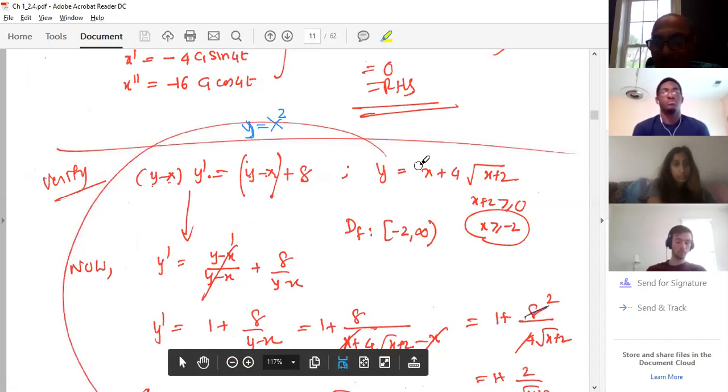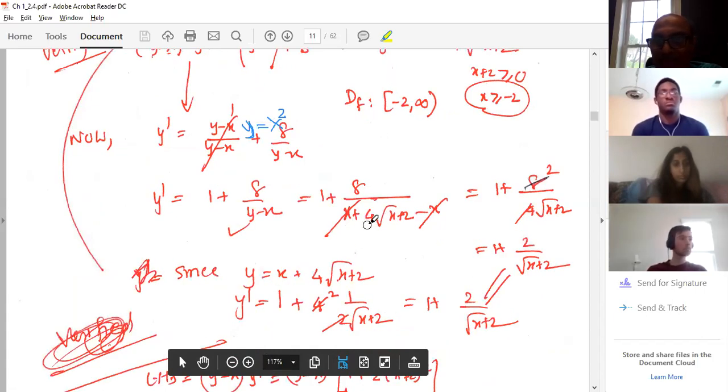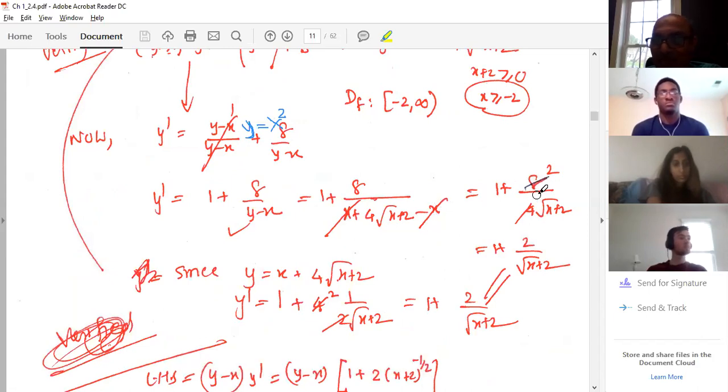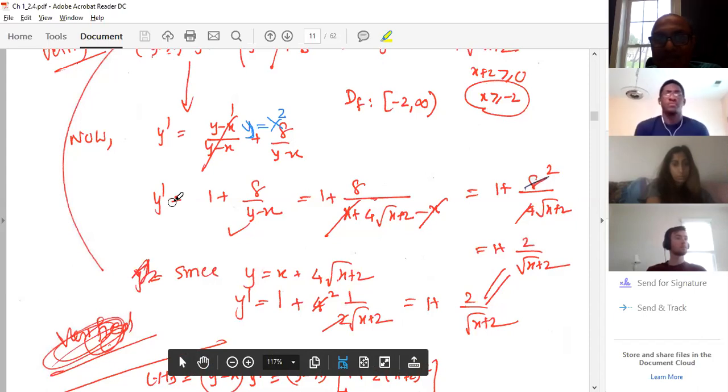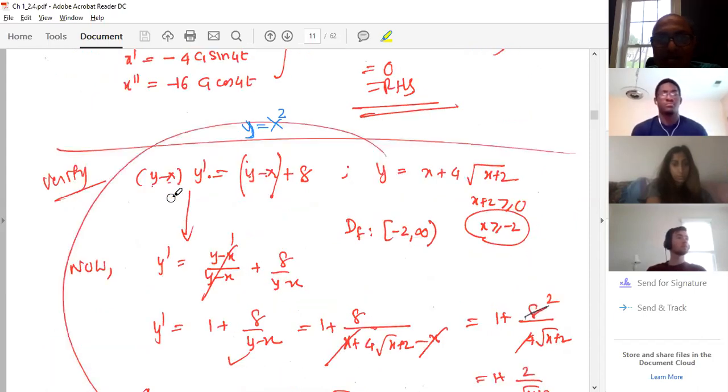Plug the value of y, this value of y. So 8 over x plus 4 square root of x plus 2 minus x. This x will get cancelled out. 1 plus 8 by 4 square root of x plus 2. 4 2s are 8, so 1 plus 2 over square root of x plus 2. Right? That is my y dash based on the left-hand side of the given equation.